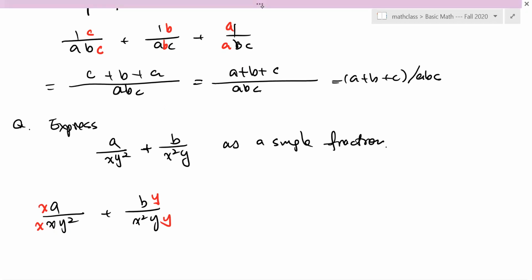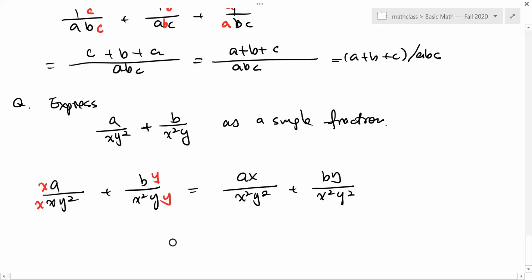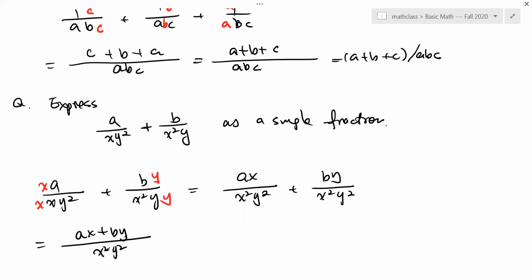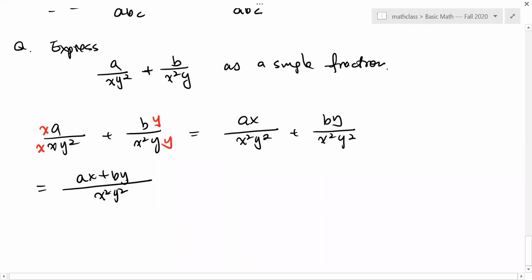Right. So now you have a common denominator. You have ax over x squared y squared, and by over x squared y squared. So now you have x squared y squared. This is a common denominator. So then you have the common denominator x squared y squared, then ax plus by. So my answer matches Rebecca's answer. Okay, and Alex also gave me the same answer. That's cool.